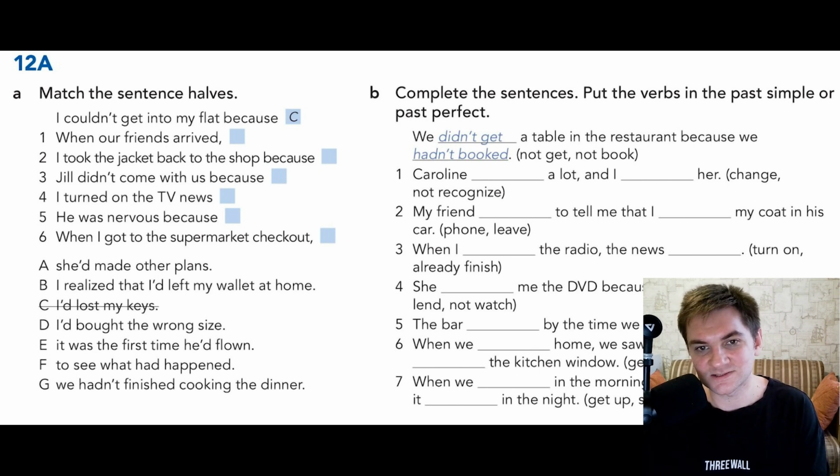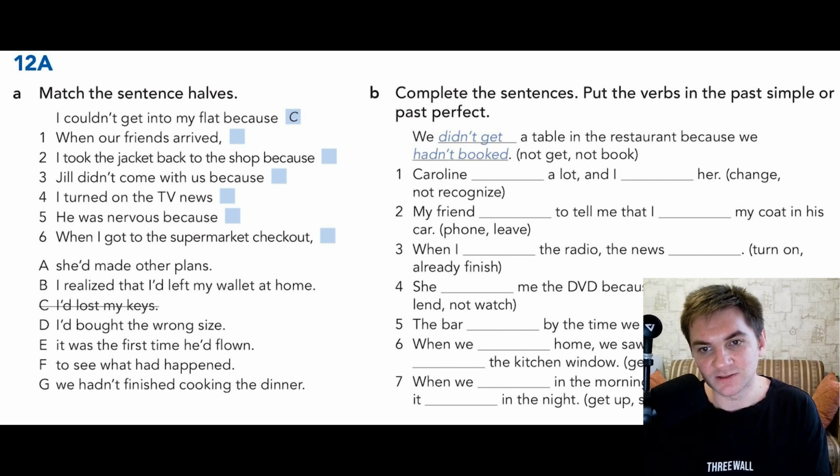Oh, that's interesting. So I hope you remember about the past simple, like did, didn't, ed, and past simple form. How to do it? You need to understand which action happened first. If it happens first, you must put it in the past perfect. If it happens later, you must put it in the past simple. Like you see, we didn't get a table in the restaurant because we hadn't booked. Hadn't booked was earlier. Number 1.